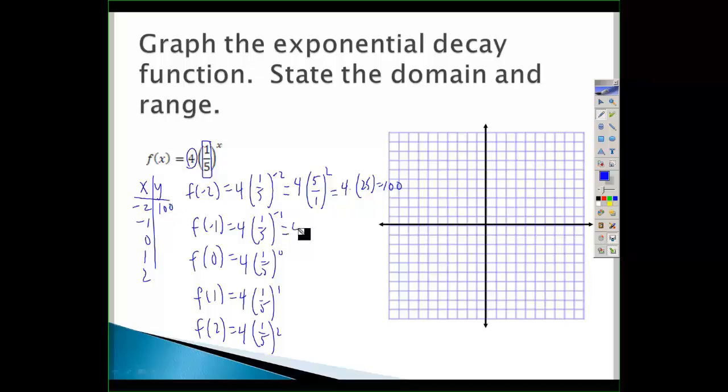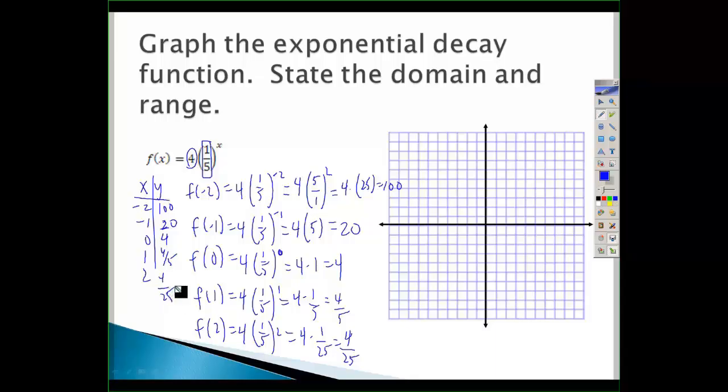Plug in negative 1. Once again, we're just flipping this fraction around. Times 5. 5 over 1 is the same as 5, so 20. We're going to say anything to the 0 power is 1, so this is really 4 times 1, 4. This is really 4 times 1/5, 4/5. And this is really 4 times 1/25, which is 4/25. So I'm just going to put my numbers in here, 4, 4/5, and 4/25.